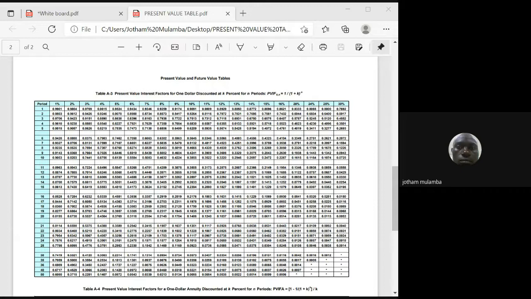Any question pertaining to the short term before we move on to the long term? Any question or concern or feedback pertaining to the short term? Okay, if there's none, we move on to the long-term sources.